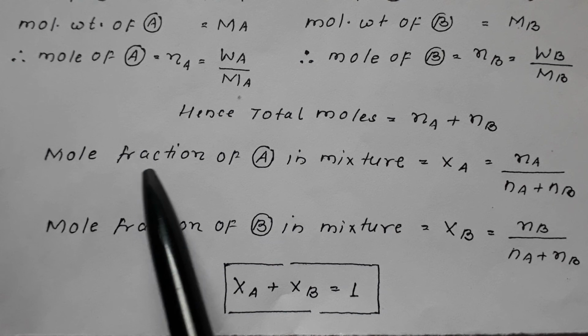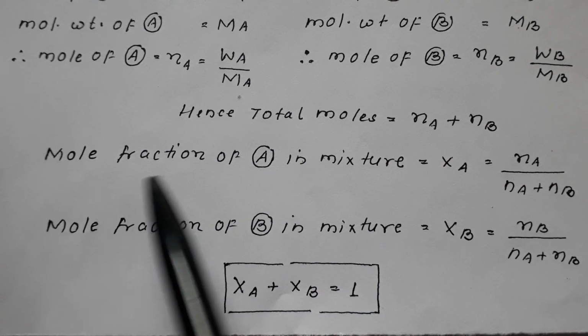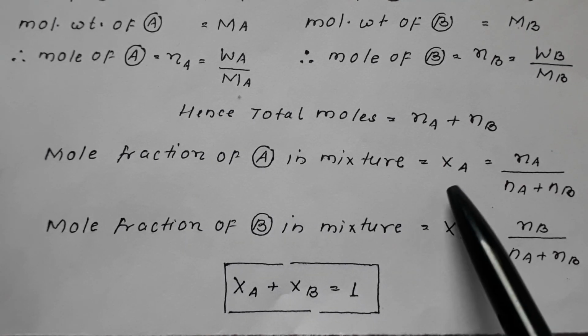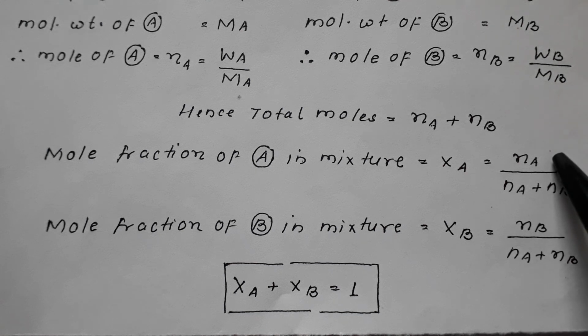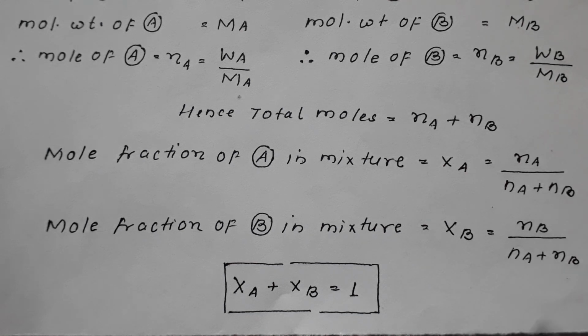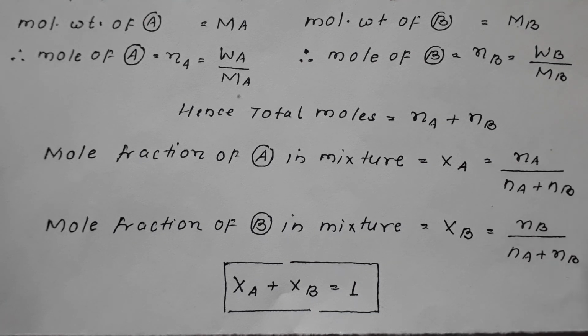Now what would be the mole fraction of A? The mole fraction of A in the mixture is represented as Xa, which is the mole of A upon the total mole, that is Na upon Na plus Nb. What is the mole fraction of B in the mixture? It is represented by Xb, which is the mole of B upon the total mole, that is Nb upon Na plus Nb.